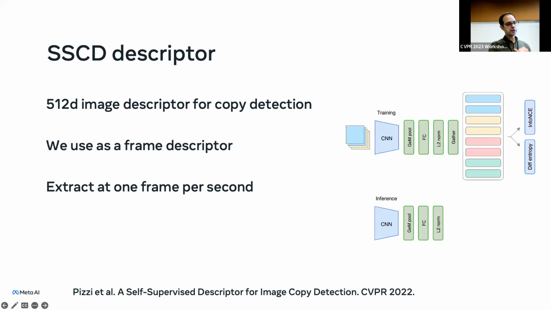So our baseline is built on the SSCD descriptor. This is some work by myself and colleagues last year at CVPR. This is a 512 dimension descriptor developed for image copy detection. And we use it here as a frame descriptor. So we'll feed individual video frames through this descriptor at 1 frame per second, and then get a vector for every second of video.